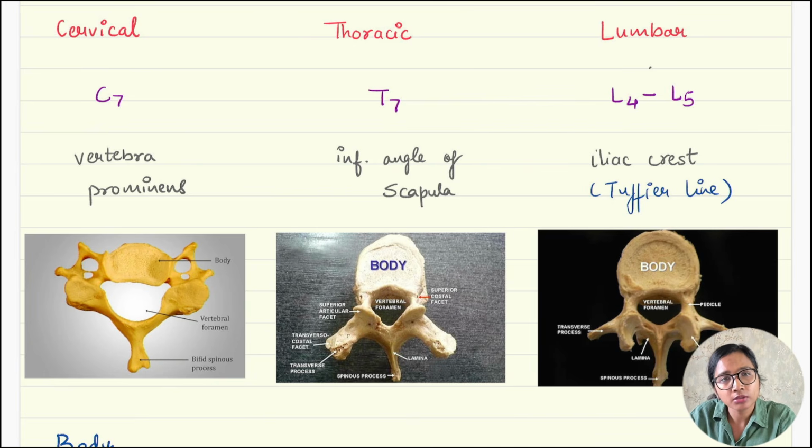If we talk about the thoracic region, the inferior angle of the scapula corresponds to T7. If we talk about the lumbar region, we can feel the iliac crest of the patient, and the line joining the two iliac crests is Tuffier's line, which corresponds to the L4, L5 intervertebral space. There can be a variation of 1 or 2 intervertebral spaces.